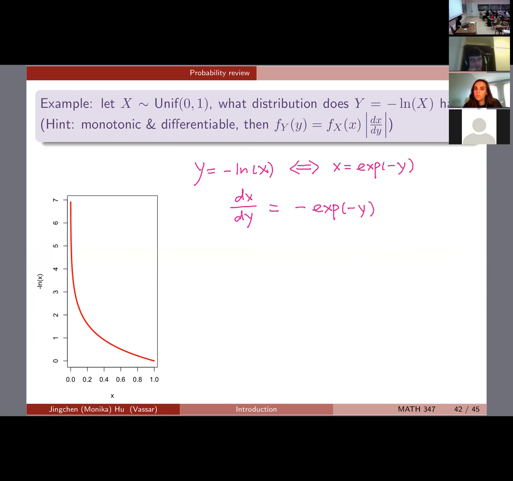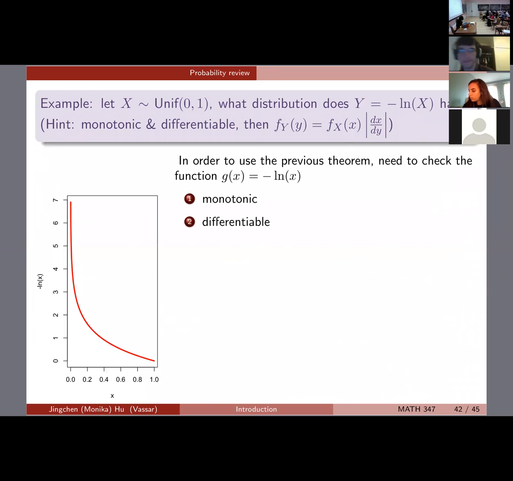So let me just show you what I prepared. First of all, you need to check if it's monotonic and differentiable. It is the negative natural log. It is monotonic and differentiable, so you're good to go. And then with the inverse function, you're able to write x in terms of y. So dx over dy will be negative e to the negative y.